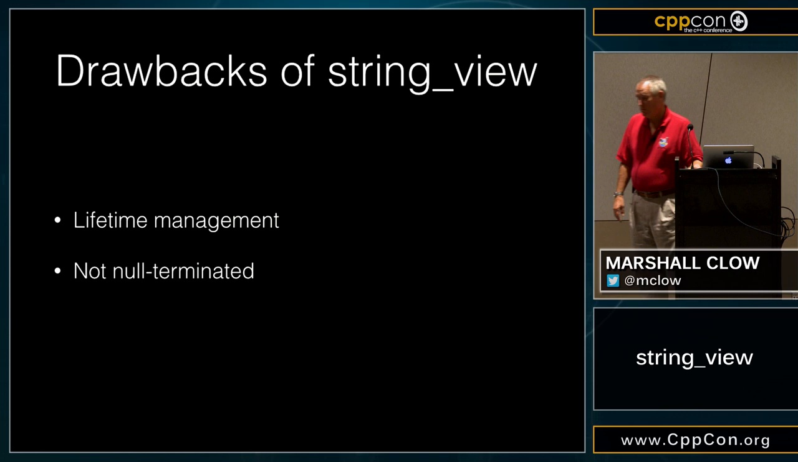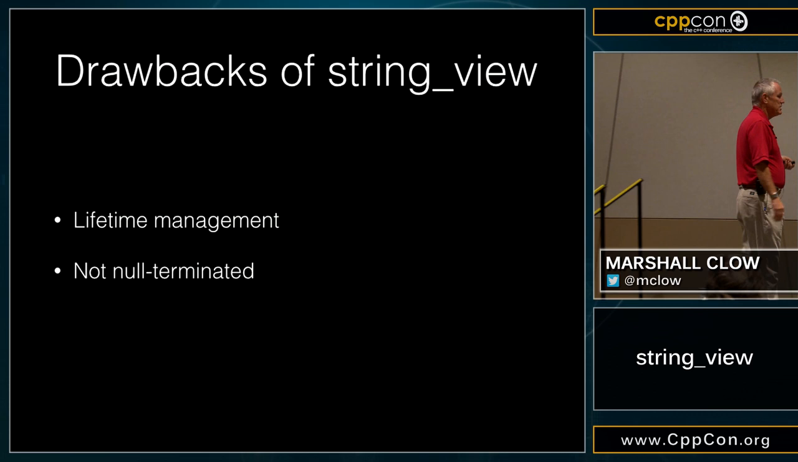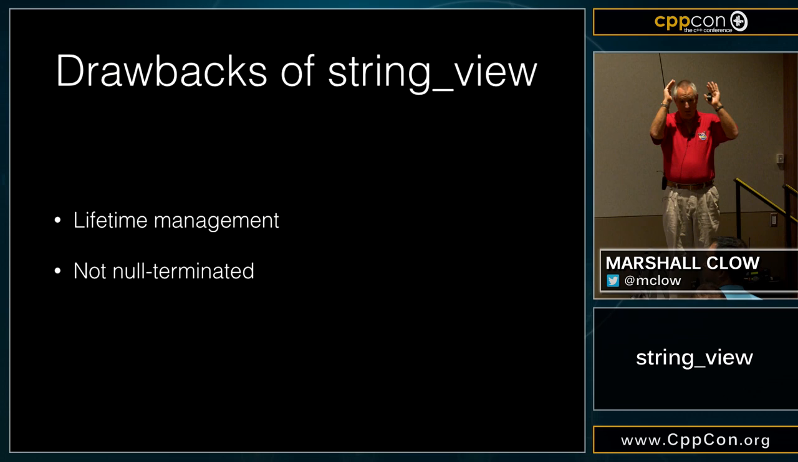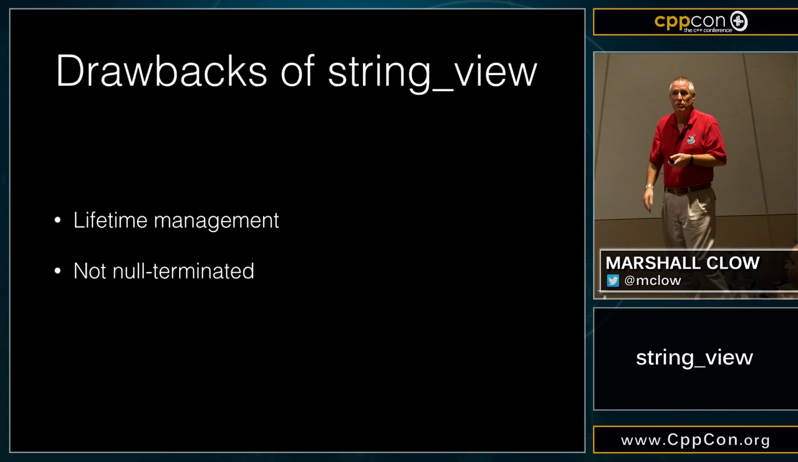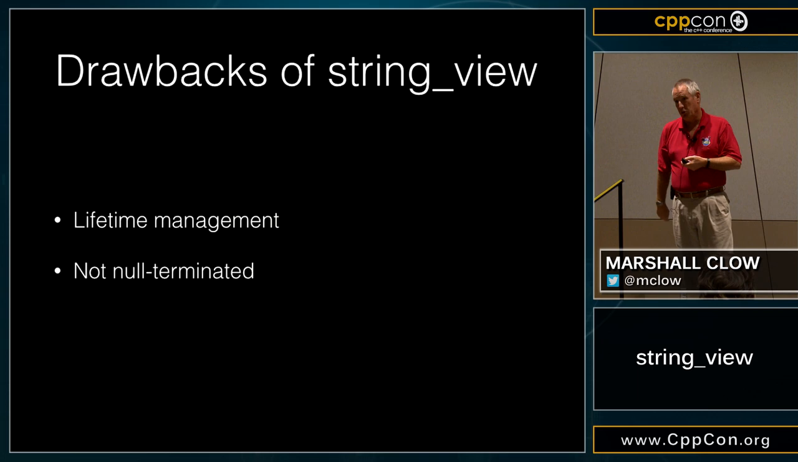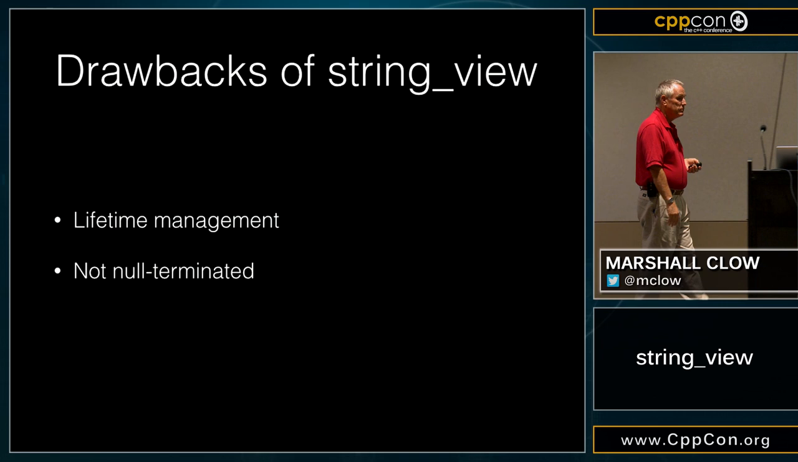Drawbacks of string view. And there are two. The first one is that a string view is not necessarily null terminated. And in general, it's not. When you create a string view out of a sequence of characters, you have no guarantee that the next character is a null, and the string view has no way of knowing that, no way of enforcing that. If you need a null terminated string, it's easy to make one, but it involves creating a string, right? Allocating memory, copying data, putting the null on the end.